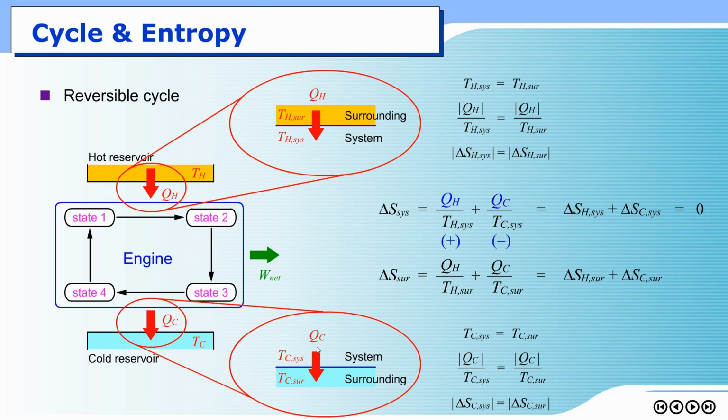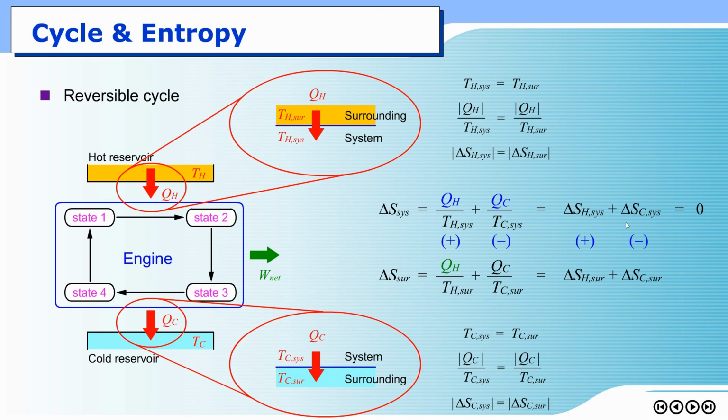On the other hand, if you look at QC from the system side, the system loses energy, so QC must be negative. Therefore, delta SH here is supposed to be positive, and delta SC here is supposed to be negative. Okay? And you can see that one is positive, one is negative, and when you combine them to be zero according to this relationship, it means that the magnitude of these two are the same.